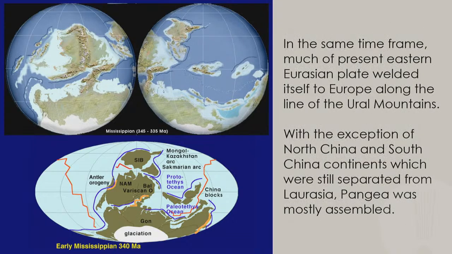In the same time frame, much of the present eastern Eurasian plate welded itself into Europe along the line of the Ural Mountains, with the exception of North China and South China continents, which were still separated from Laurasia. Pangaea was mostly assembled at this time.